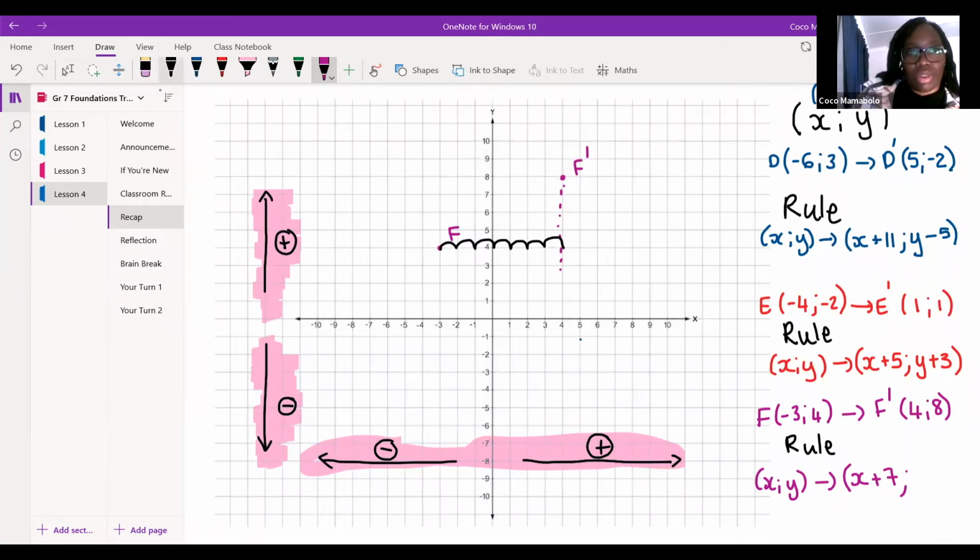All right, so now I'm over here at the bottom here. Do I need to move up or down? Up. Okay, let's count how many times up we're moving. 1, 2, 3, 4. All right, so what is my Y rule going to say? Y + 4.